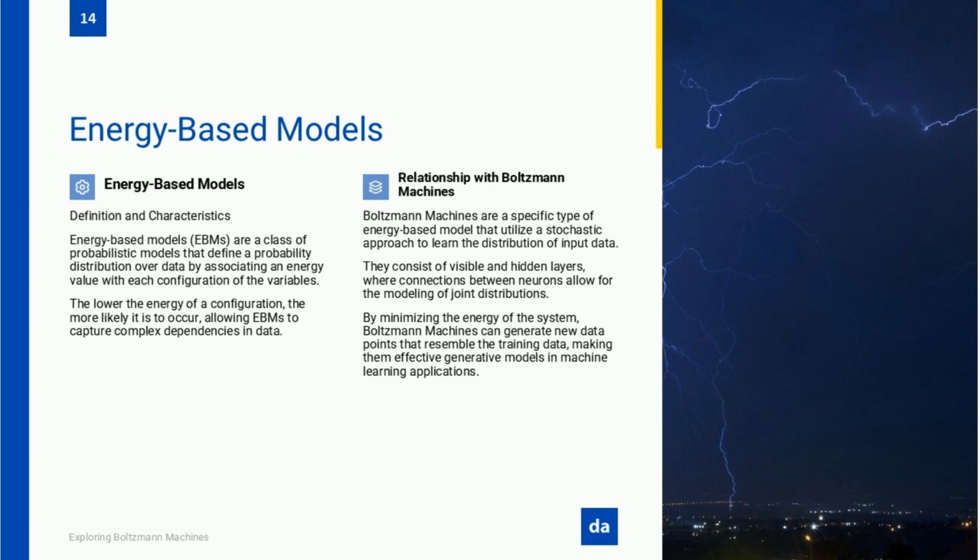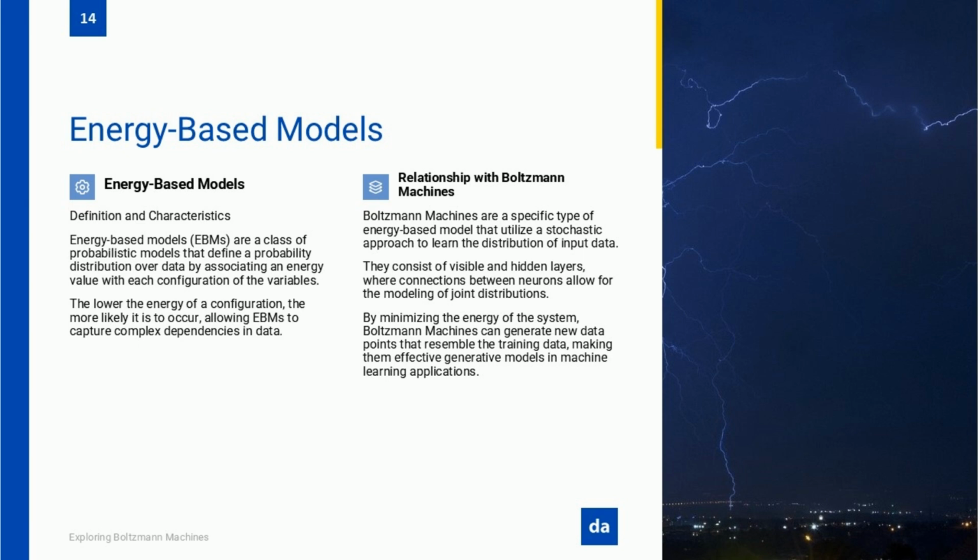The core idea behind energy-based models is simple. Lower energy states are more likely to occur, while higher energy states are less probable. This principle, borrowed from statistical mechanics, allows EBMs to model complex relationships between variables, making them particularly useful for unsupervised learning, generative modeling, and feature extraction. Instead of explicitly learning a function that maps inputs to outputs, they focus on understanding the structure of the data itself. Boltzmann machines are one of the most well-known energy-based models, but they are not the only ones.